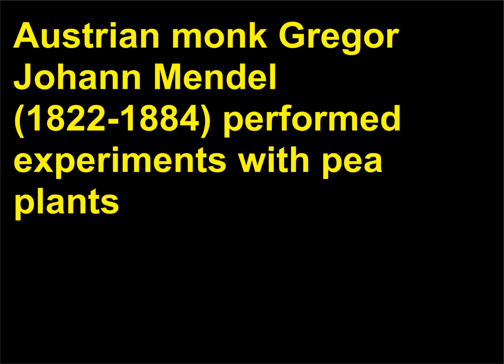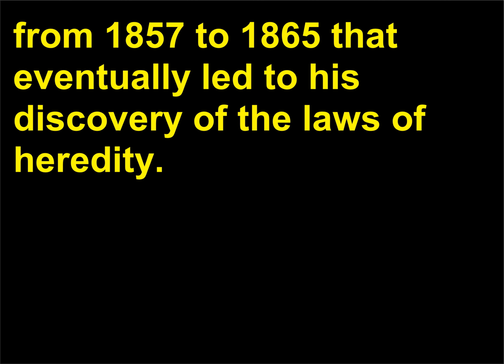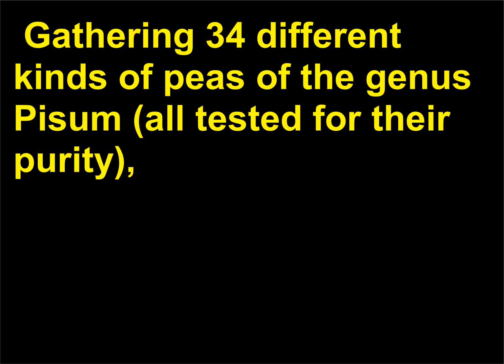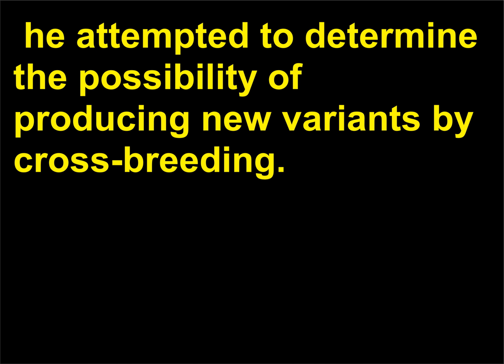Austrian monk Gregor Johann Mendel, 1822–1884, performed experiments with pea plants from 1857 to 1865 that eventually led to his discovery of the laws of heredity. Gathering 34 different kinds of peas of the genus Pisum, all tested for their purity, he attempted to determine the possibility of producing new variants by crossbreeding.